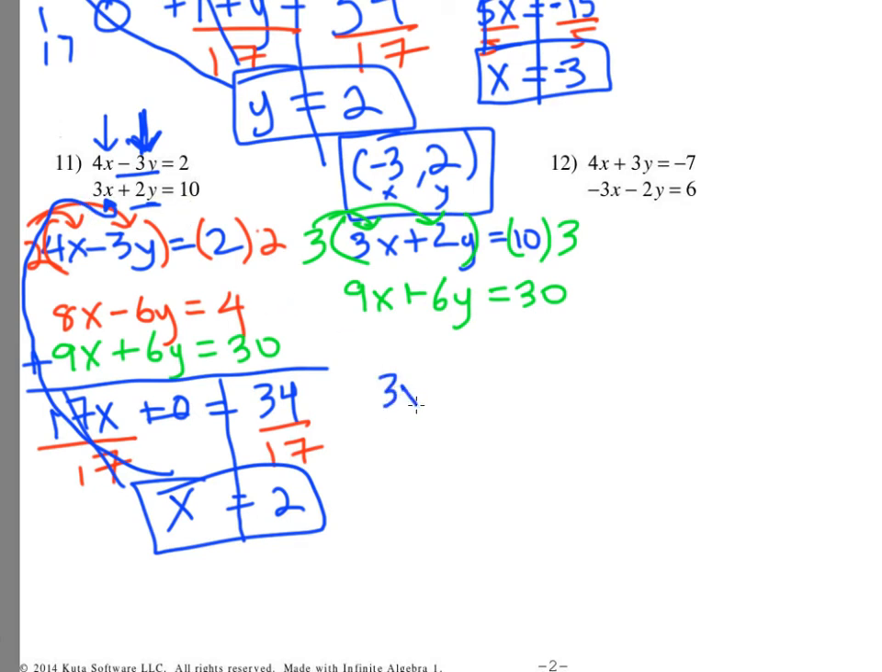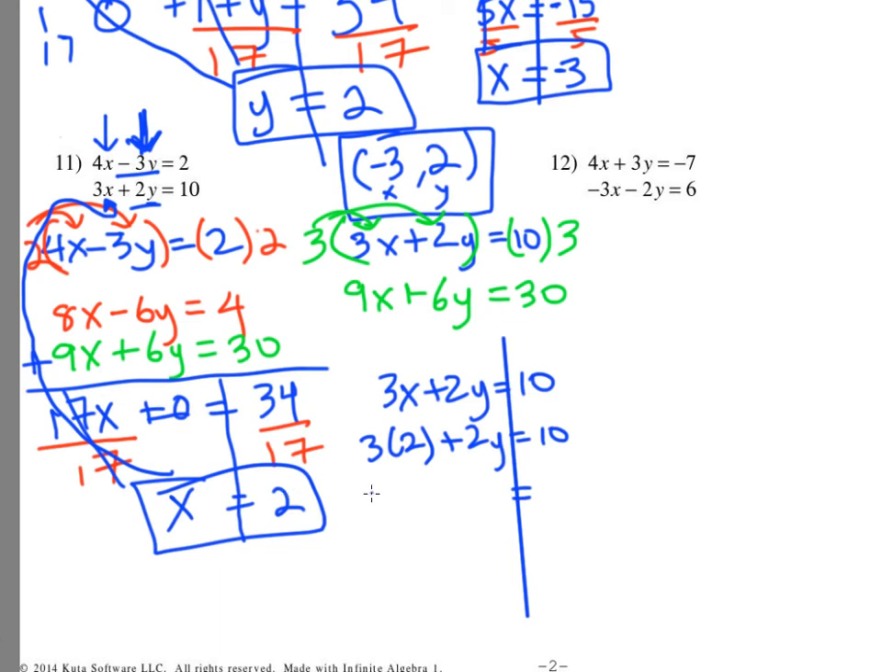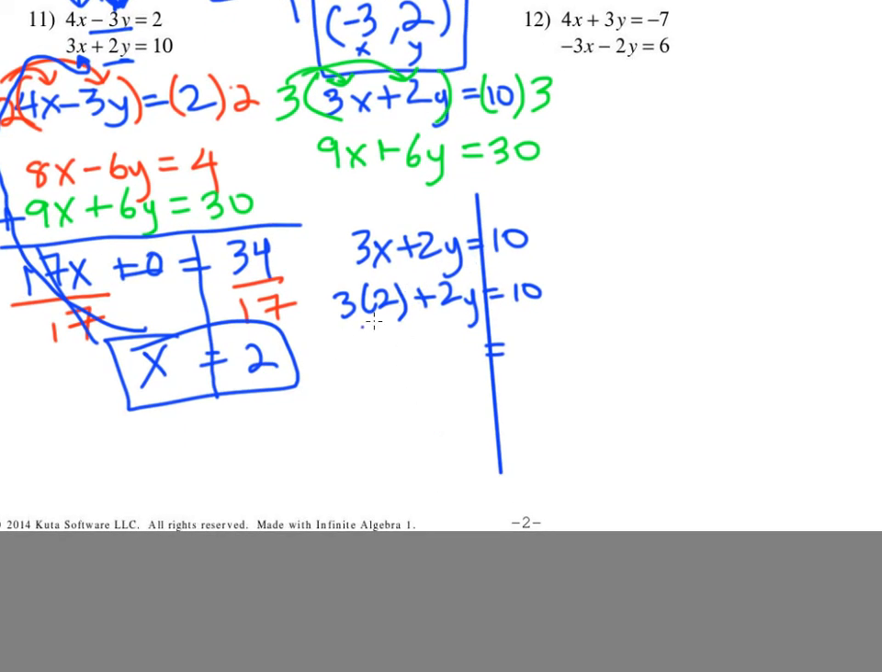So let me rewrite that. 3x plus 2y equals 10. But I think x equals 2, so let me plug that in. 3 times 2 plus 2y equals 10. So finish this problem off. Let's solve it. I get 3 times 2. What is 3 times 2? 3 times 2 gives me 6. 6 plus 2y equals 10.